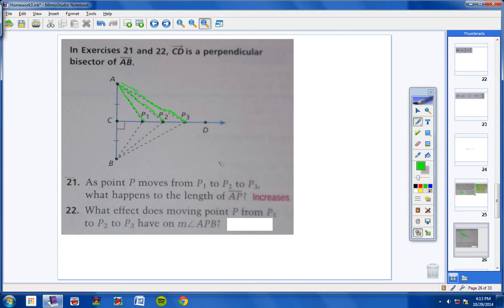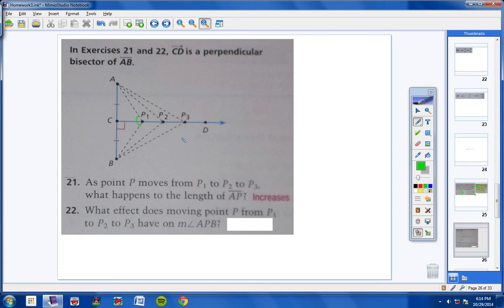All right, number 22. What effect does moving point P from here to here to here do to this angle here, angle APB? Well, first of all, let's find angle APB, okay? Here it is right here, okay? APB.